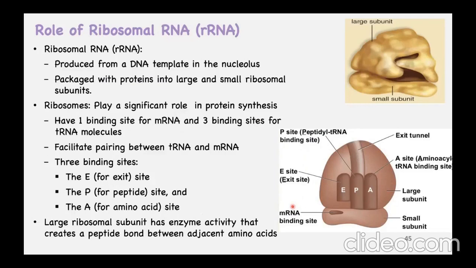Okay, so next, that was tRNA. Now is rRNA, ribosomal RNA. If you look at its picture, it consists of two units. The top one is the large subunit and the bottom one is the small subunit. Ribosomes play a significant role in protein synthesis. It has one binding site for mRNA, which is down here, and three binding sites for tRNA, which are E, P, and A. E stands for exit, P stands for peptide, and A for amino acid. These are the tRNA binding sites. The one at the bottom, on the small ribosomal subunit, is the mRNA binding site. This large ribosomal subunit has enzyme activity that creates a peptide bond between the amino acids.